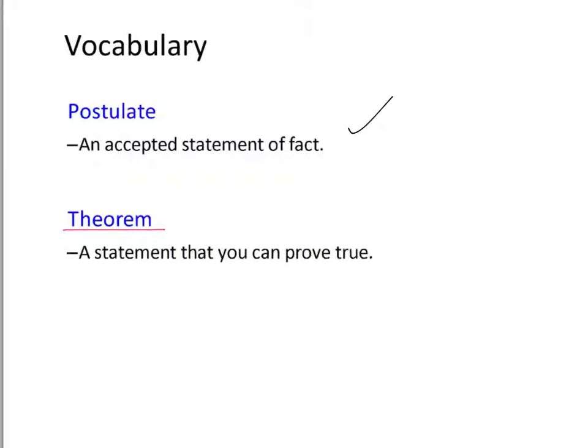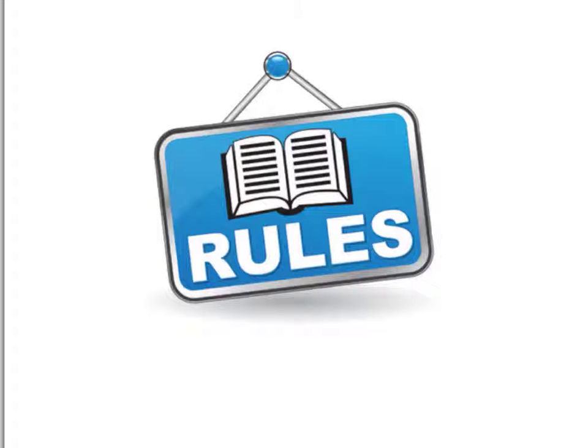Due to the length of the course, and how fast we have to go, we don't prove a lot of the theorems, but every theorem listed in the book you could actually prove. But the bottom line is, postulates and theorems mean the same thing. They're just rules. Rules in geometry that you have to follow.